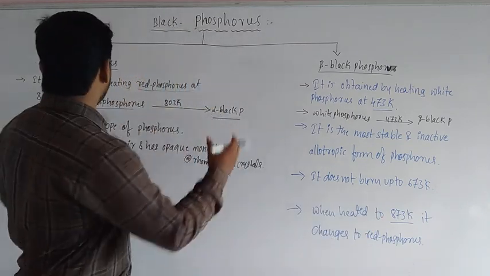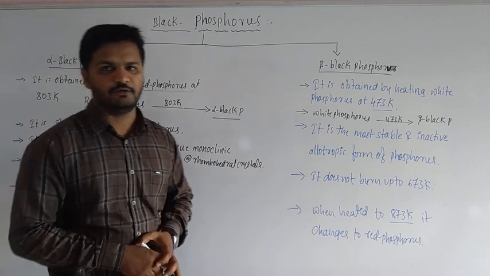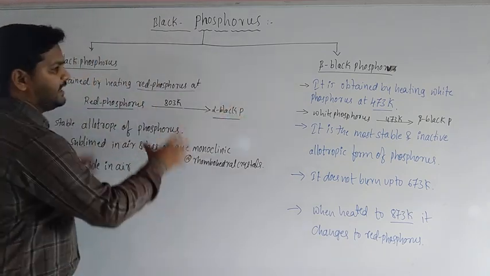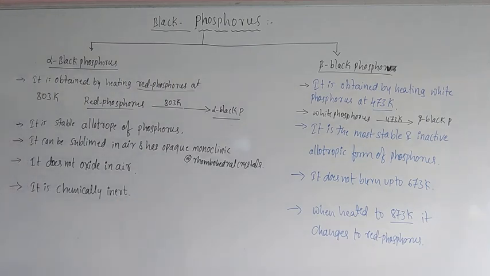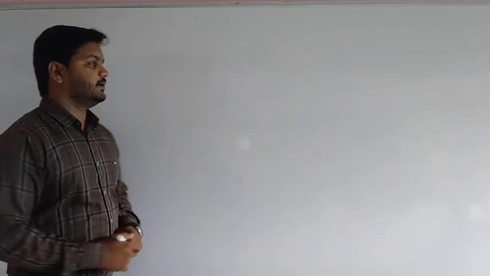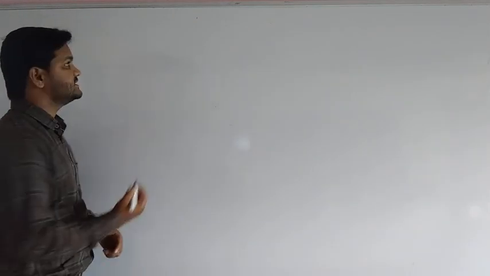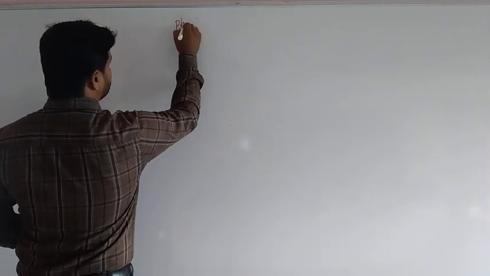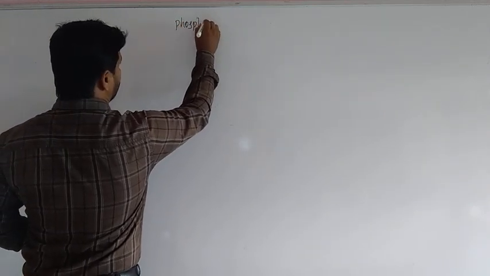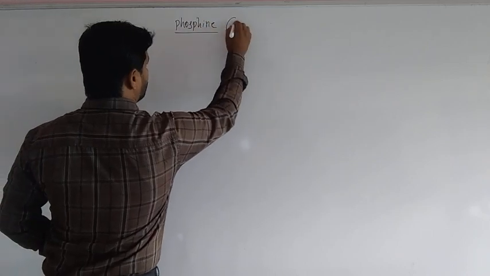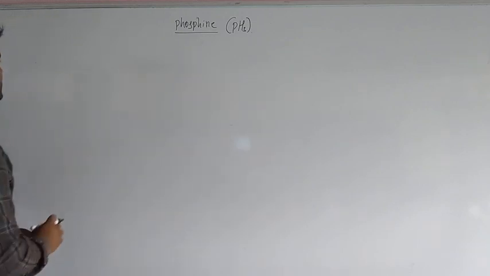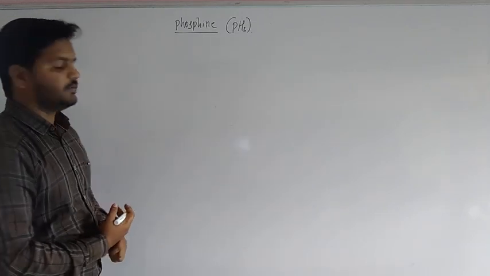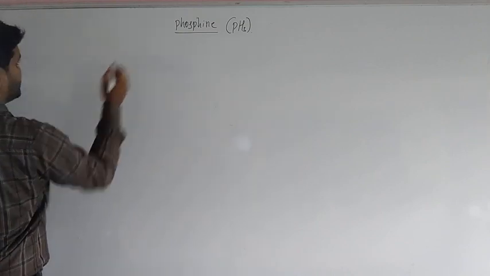So this is about the two important black phosphorus allotropic forms and their respective preparation and properties. Next, students, the important compound of phosphorus, that is phosphine. It is important for your annual examination. The formula for phosphine is PH3. Its preparation as well as the uses of phosphine are very important.